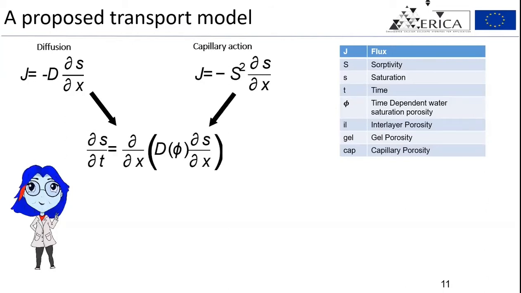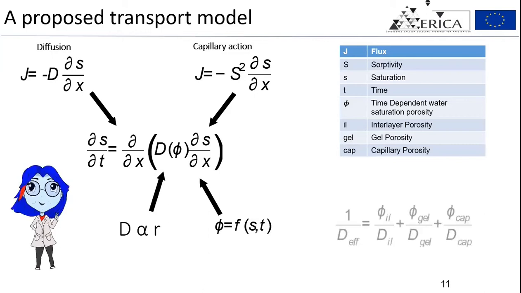The classical time and saturation dependent diffusion equation is reformulated such that we make the equation dependent on the transport coefficient as well. It is known from literature that the diffusion scales with pore radius from Washburn equation, and the time-dependent water saturation porosity is a function of saturation and time, which is information that we get from NMR data. For simplicity, the effective diffusivity is considered as a tri-layered composite distinctly for interlayer, gel, and capillary pores, with transport occurring in series as shown in this equation.